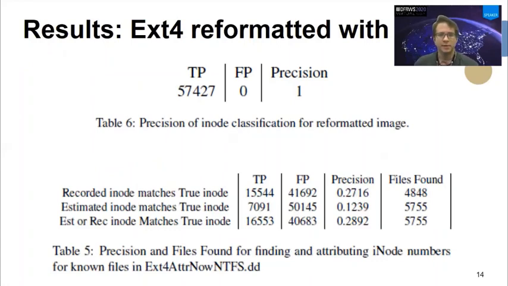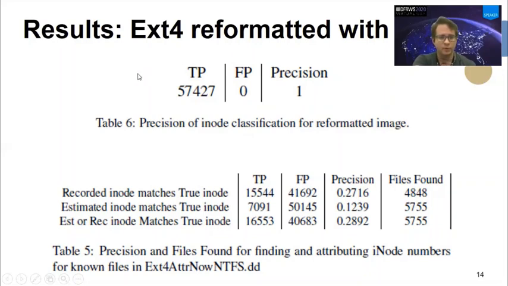The results for ext4 reformatted with NTFS were a bit more complicated. First, we'll talk about precision. In the first table up here, we see that we actually achieved 100% precision. We found no false positive inode entries.